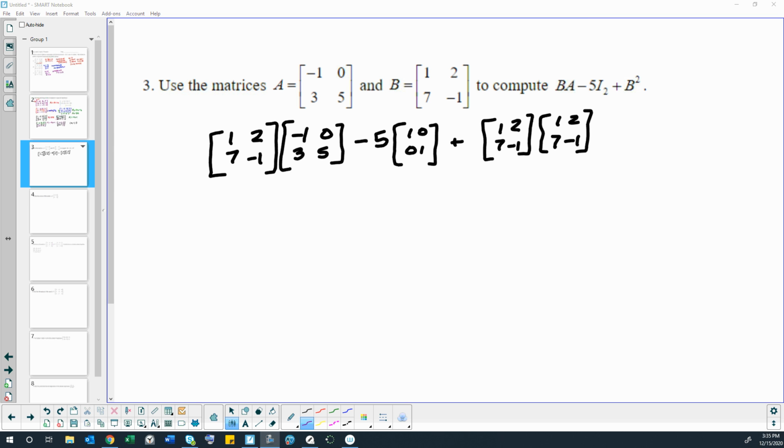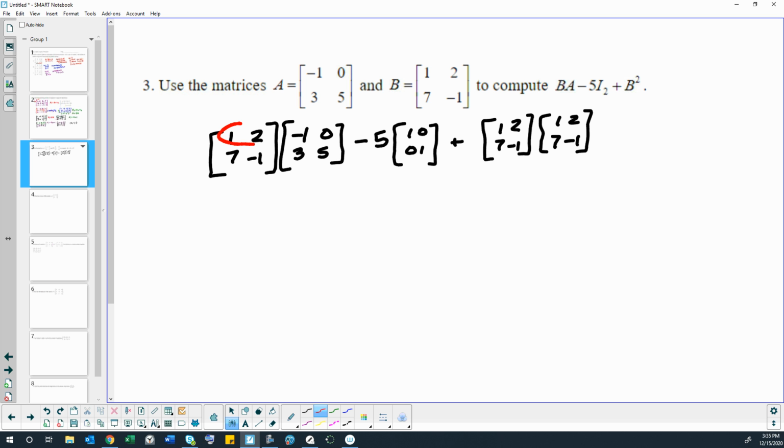Here's our Math 1050 Chapter 6 worksheet question number 3. We're using the matrices A and B to compute B times A minus 5 times the identity 2 by 2 matrix plus B squared, so B times B.